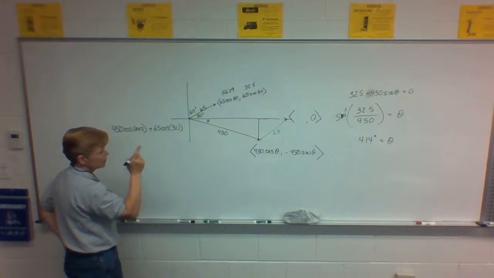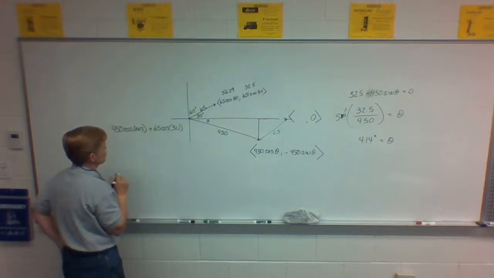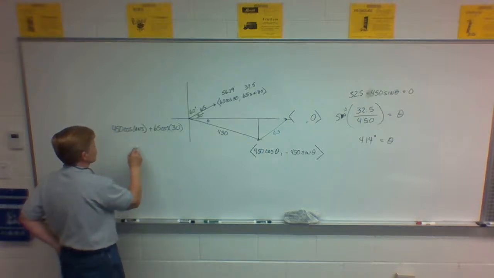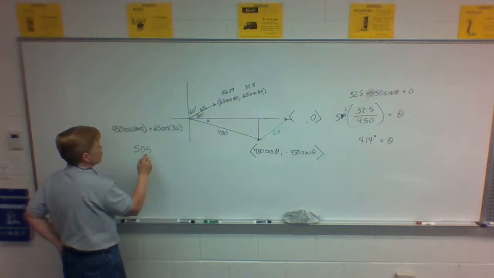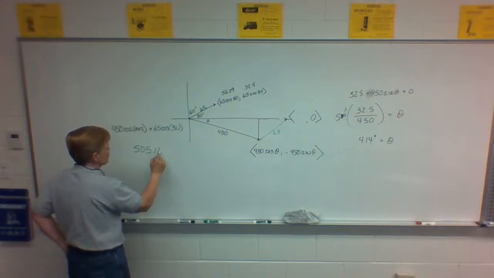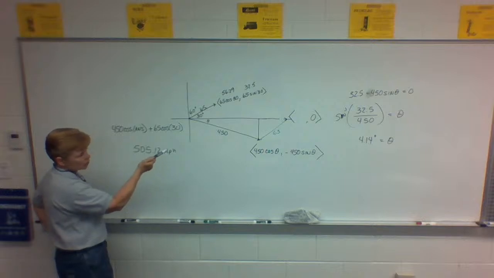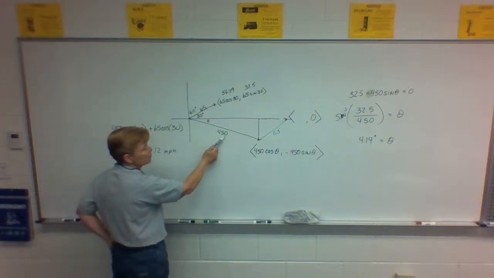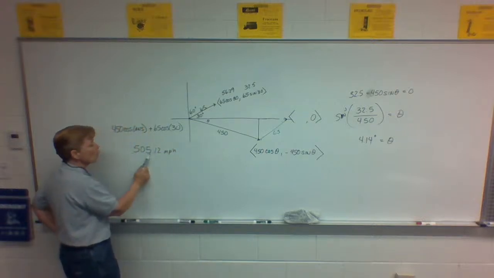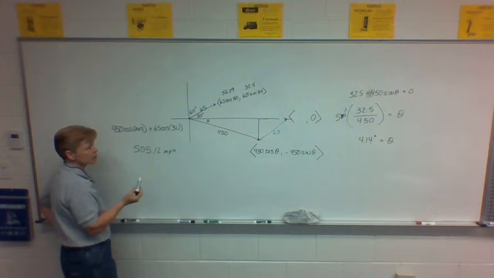And that will be the x component of that vector. 505 point... miles per hour. Wow. So she is getting a lot of help. She's burning her fuel at a rate of 450 miles an hour, but she's actually going 505 miles an hour because the wind's helping her out.